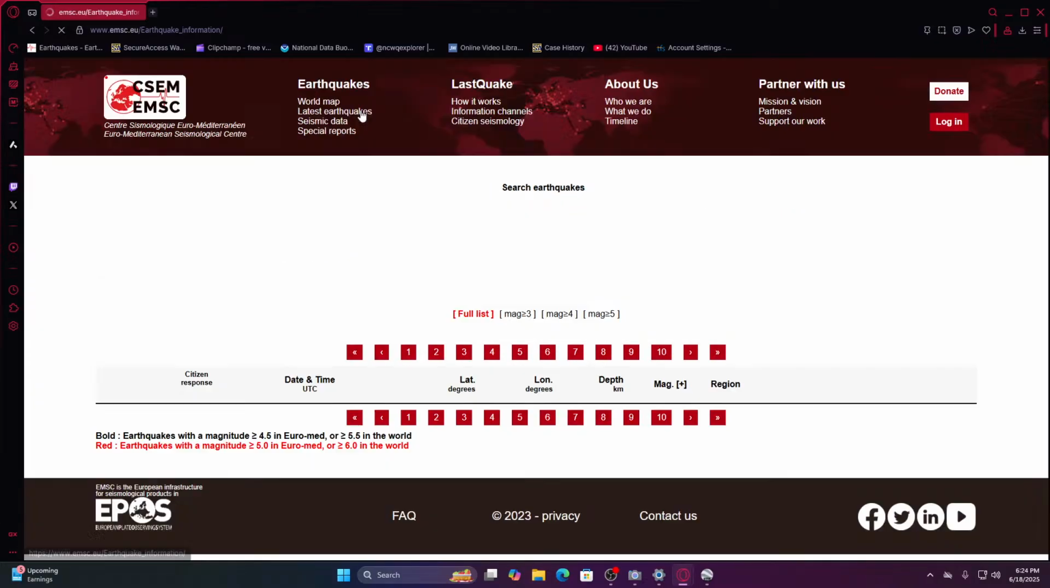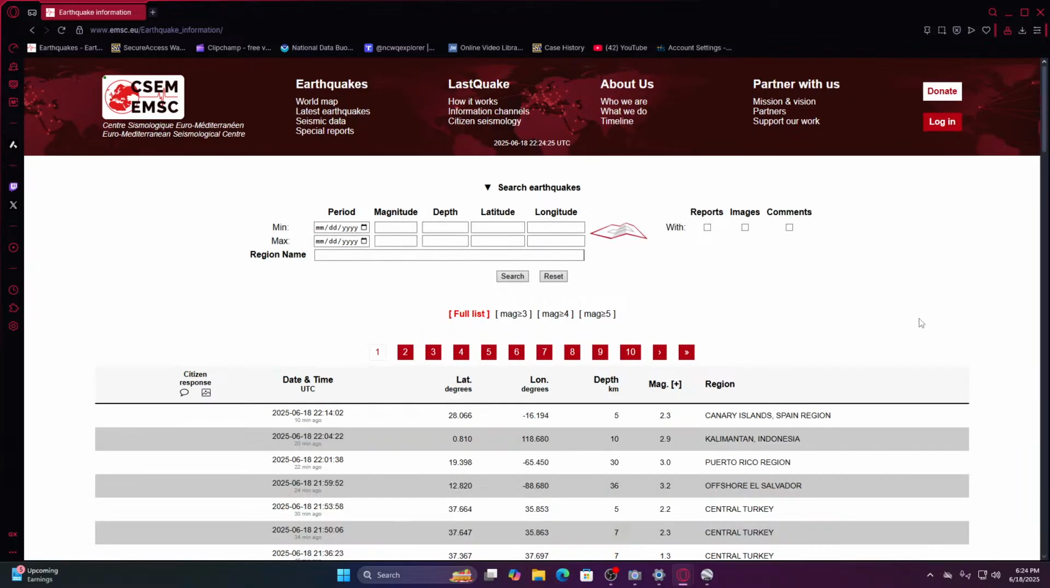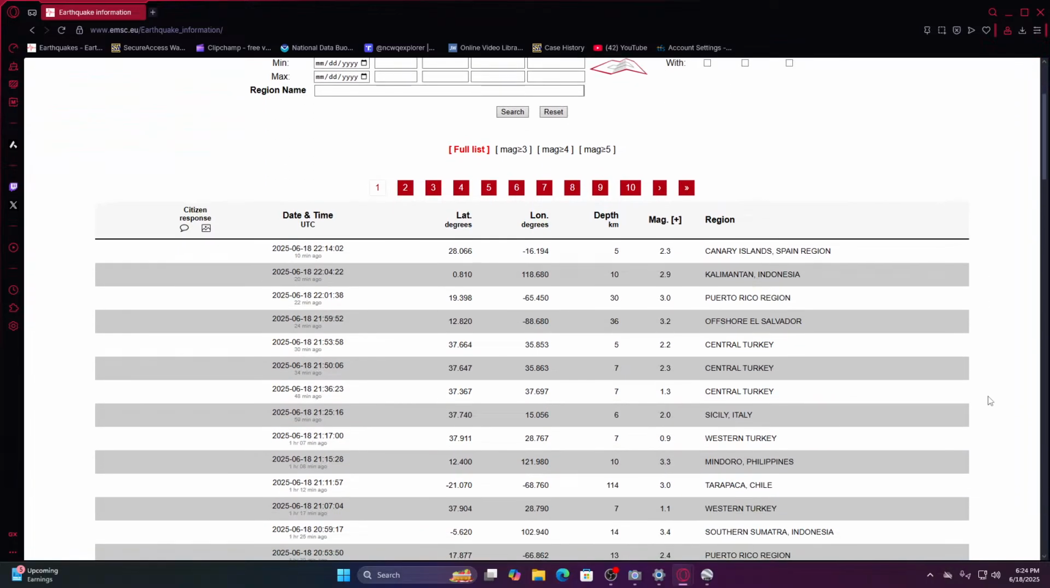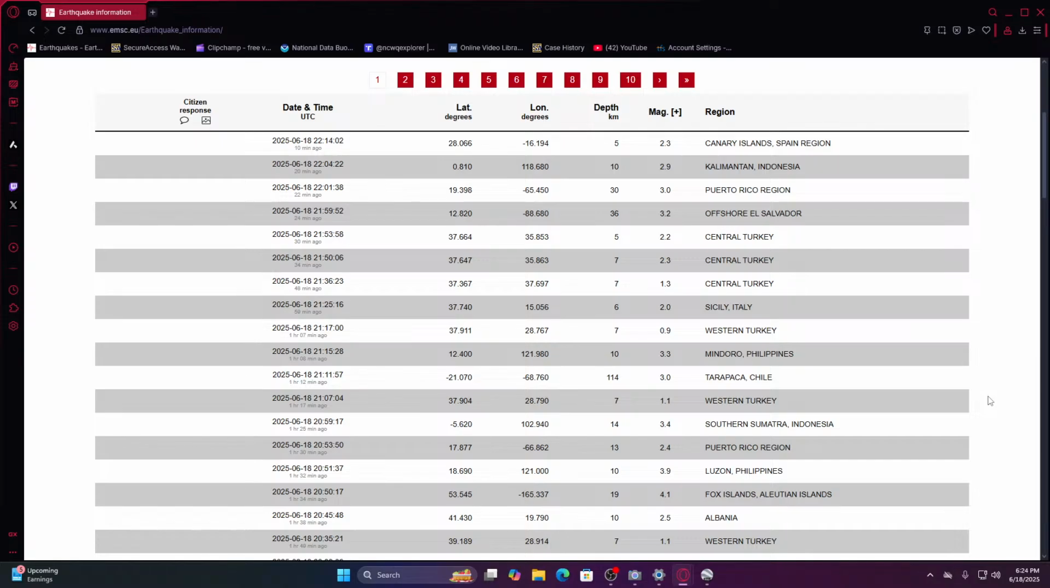Let's see what other information we've had for today, earthquake-wise. So, Canary Islands, Spain region is also having earthquakes again, and we're looking at a 2.3 here today.